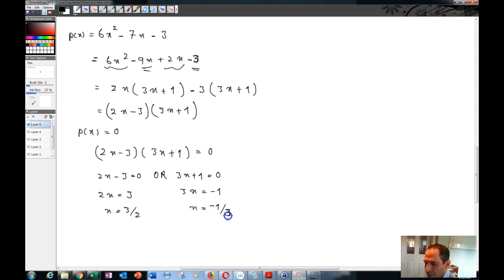So these are the two zeros of your polynomial. Now again, to verify that relationship between the roots and the coefficients, you can write alpha plus beta is equal to negative b by a. So 3 halves plus negative 1 thirds is supposed to be equal to negative b by a, so negative of negative 7 divided by 6.